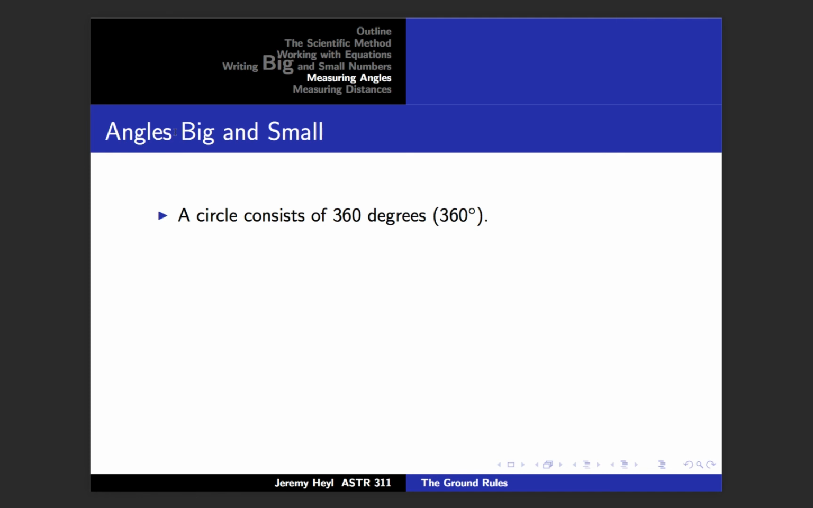The angle that something subtends depends on the size of the thing divided by the distance to the thing. So I want to talk about how we measure angles in astronomy. The first thing is we have a degree, and most of you have already heard of a degree, I think. And a degree is defined such that a circle has 360 degrees.